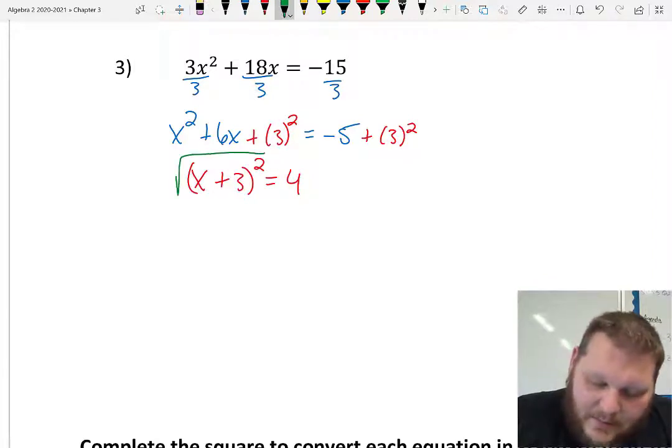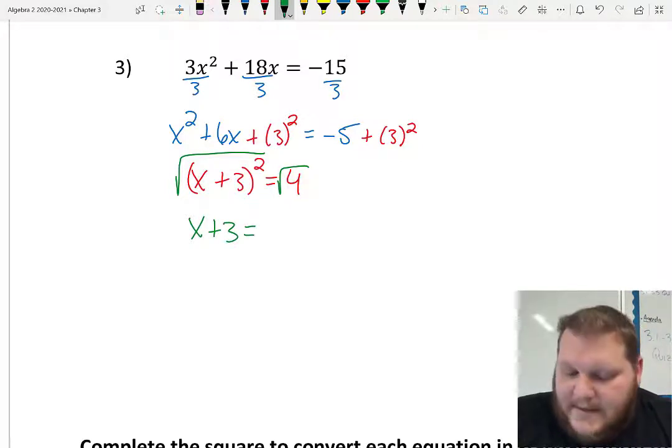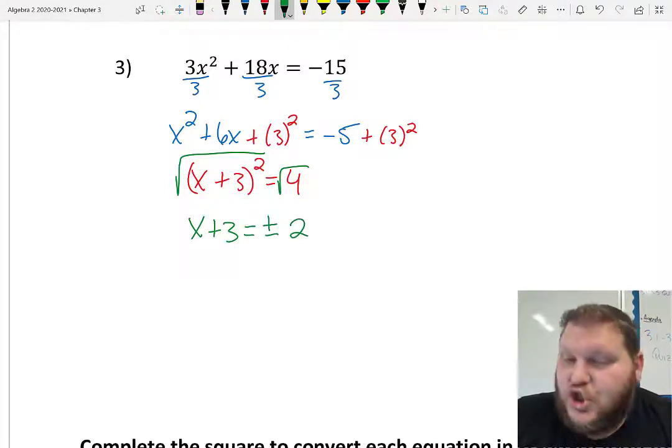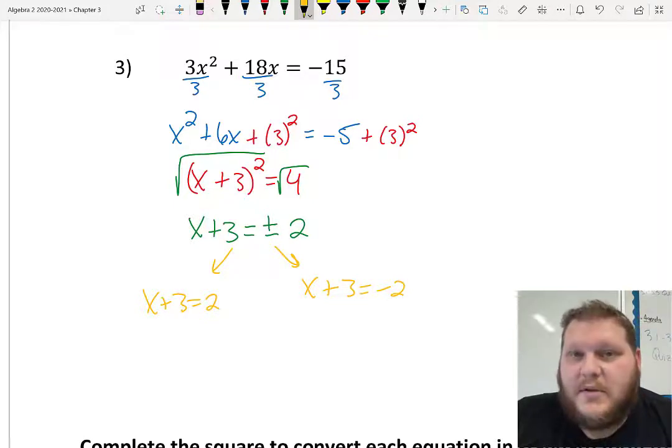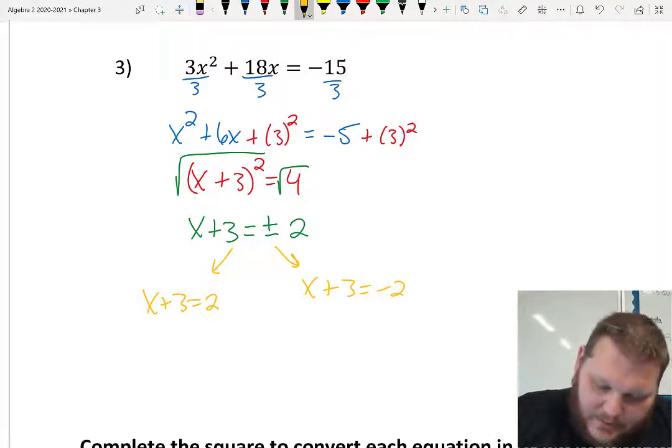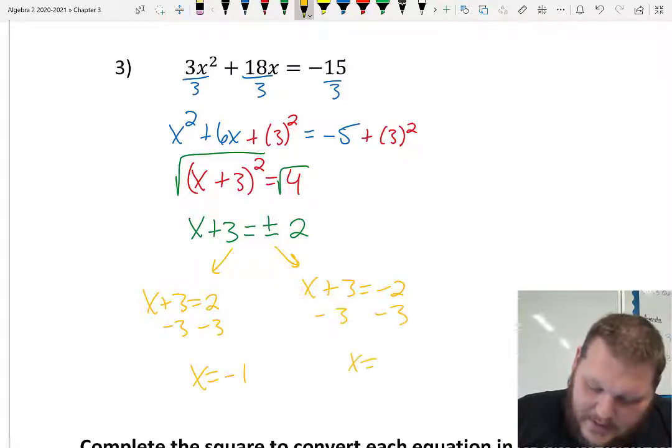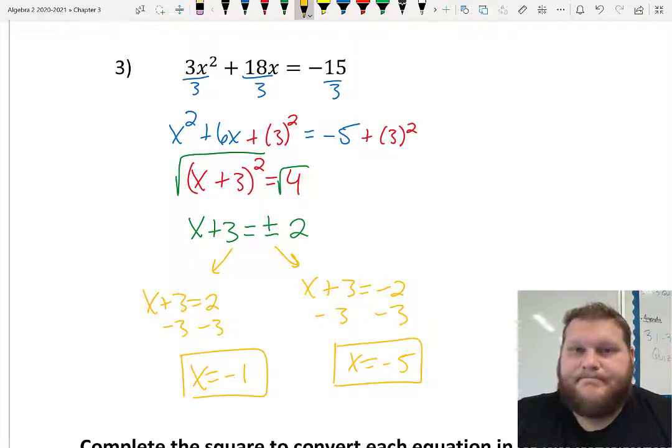So I'm going to take the square root of both sides. That leaves me with x plus 3 on the left. On the right side, we get plus or minus 2. So that tells me I've got these two different possibilities. Either x plus 3 equals 2 or x plus 3 equals negative 2. That's what the plus or minus does for me. So I subtract 3 on both sides, and I get x equals negative 1, or here x equals negative 5. Those are my two solutions.